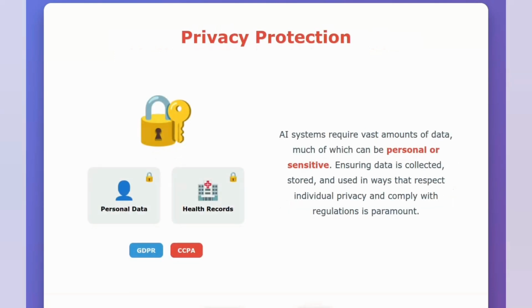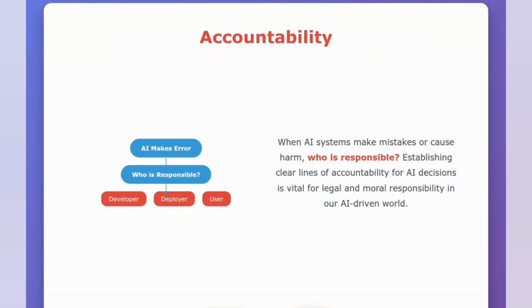Privacy is another major ethical consideration. AI systems often require vast amounts of data, much of which can be personal or sensitive. Ensuring data is collected, stored, and used in a way that respects individual privacy and is compliant with regulations like GDPR is paramount. Accountability asks, who is responsible when an AI system makes a mistake or causes harm? Is it the developer, the deployer, the user, or the AI itself? Establishing clear lines of accountability for AI decisions is vital for legal and moral responsibility.